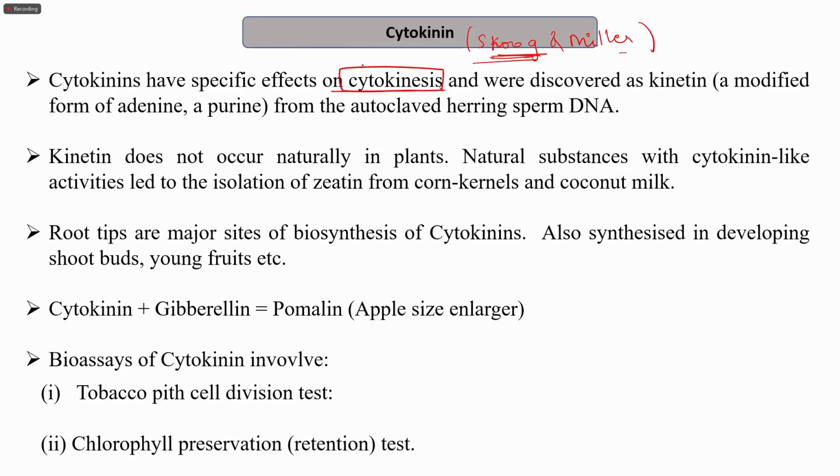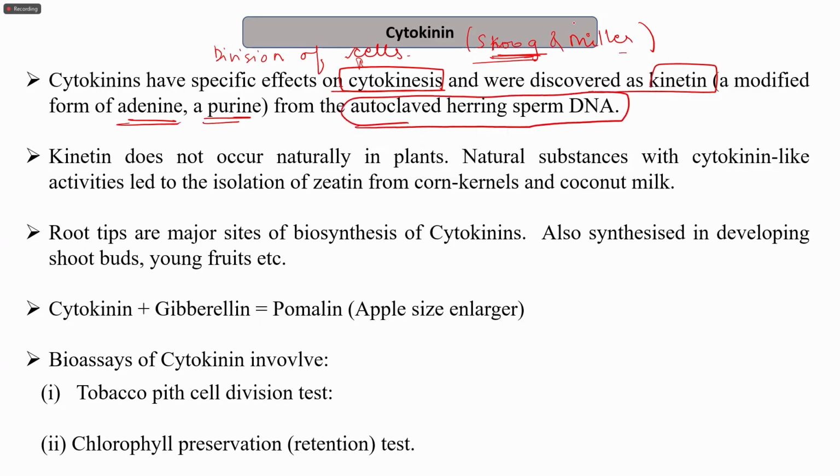Cytokinesis means division of cells; kinesis means division. Cytokinin was discovered as kinetin, which is a modified form of adenine, a purine, from autoclaved herring sperm DNA. When the autoclaved herring sperm DNA was used in that media, they observed the cytokinesis effect, and they found that this is because of a substance, kinetin, a modified form of adenine or a purine. We know that DNA is made up of purines and pyrimidines.